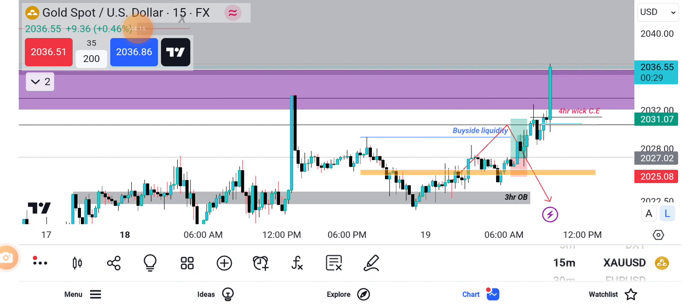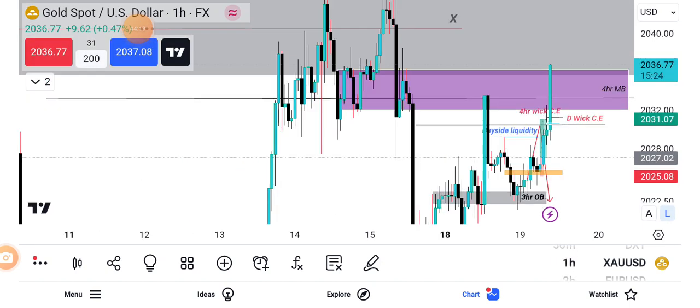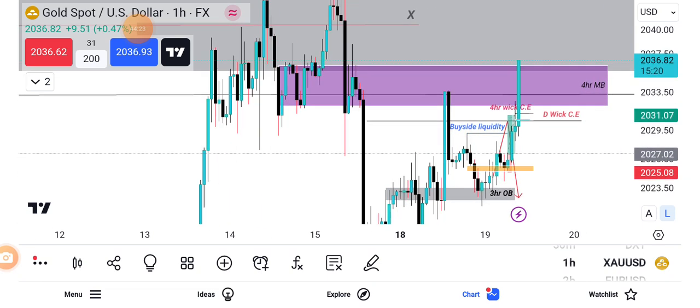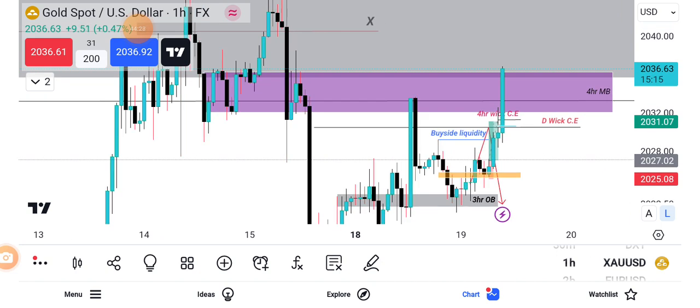That 15 minute candle will close above the 4-hour threshold, and also above the 4-hour mitigation block.